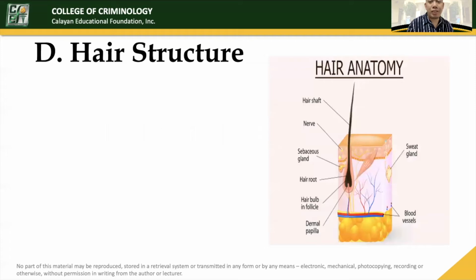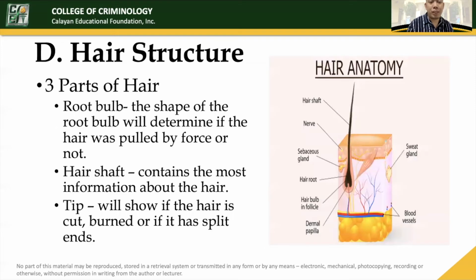So this is the structure of the hair. So parts of the hair, the root bulb, the hair shaft, and the tip. So mahalaga yan na alam natin dahil in crime investigation, there are a lot of things na pwedeng lumitaw upon investigating someone, no? Na may napansin ka dun sa hair nila or you have to compare the hair of the suspect, no? And doon sa pinakang original. Okay?